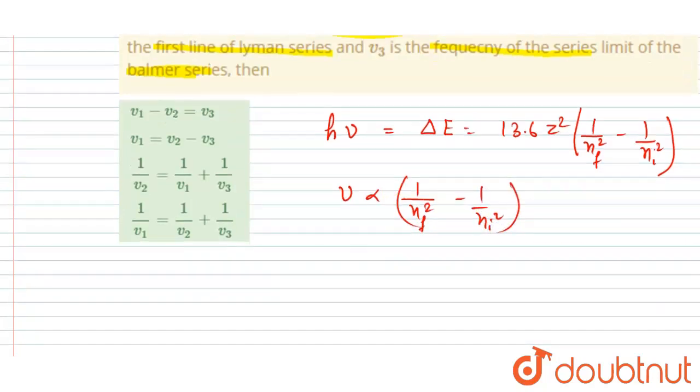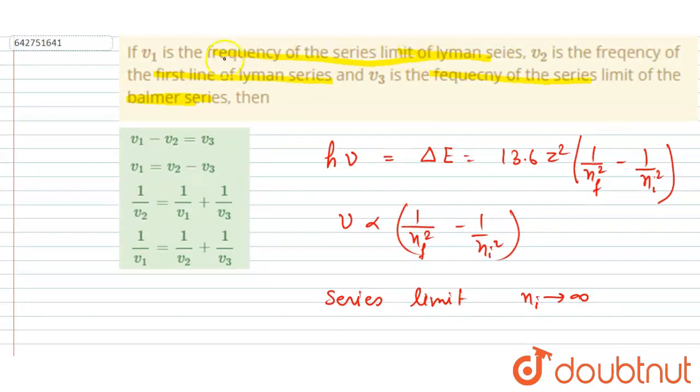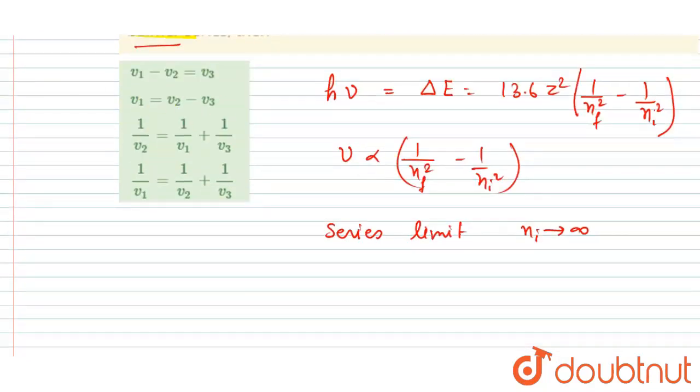If I talk about the series limit, the electron makes a transition from an initial n of infinity to some n final. Here you have to find out the series limit for Lyman and the series limit for Balmer. For the Lyman series, the n final is equal to 1, and for Balmer the n final is equal to 2.